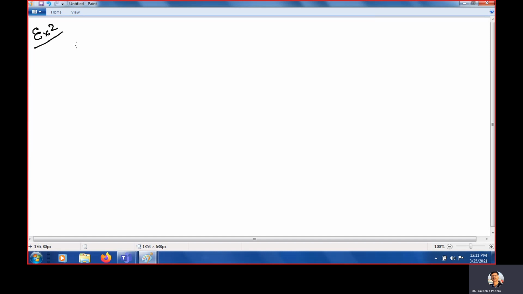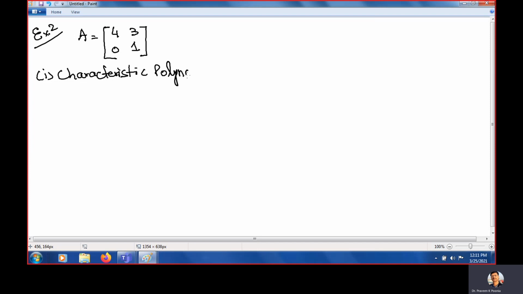In this question, A equals the matrix 4, 3, 0, 1. If this is the matrix, then find three things. First, you need to find the characteristic polynomial. Then second, you need to find the characteristic equation.